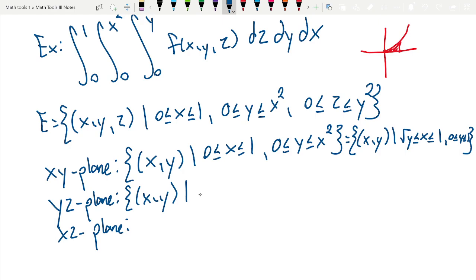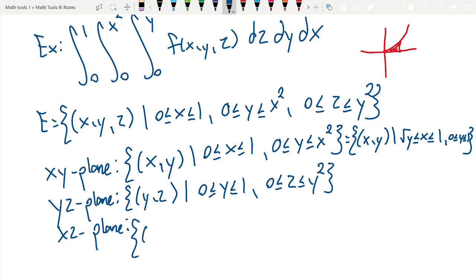The YZ plane is the YZ points where Y is between 0 and 1, Z is between 0 and Y squared. XZ plane is the XZ points.